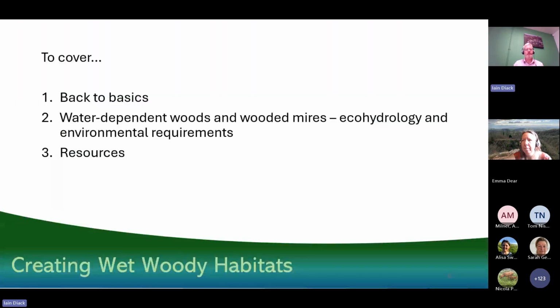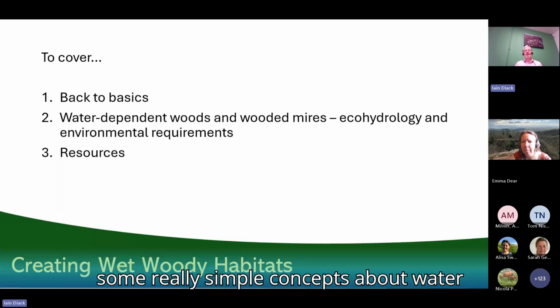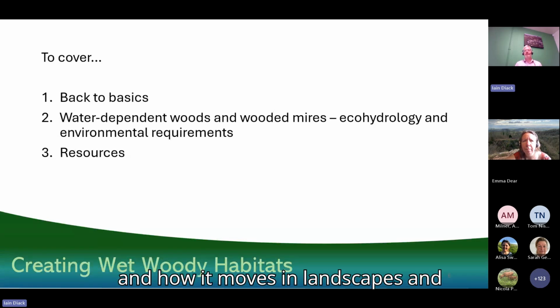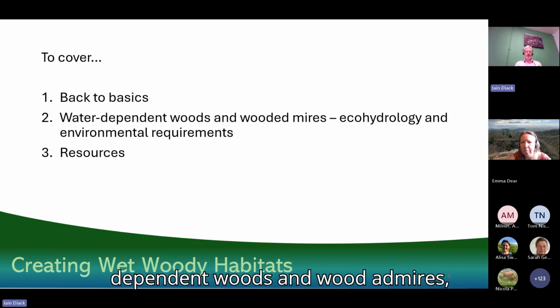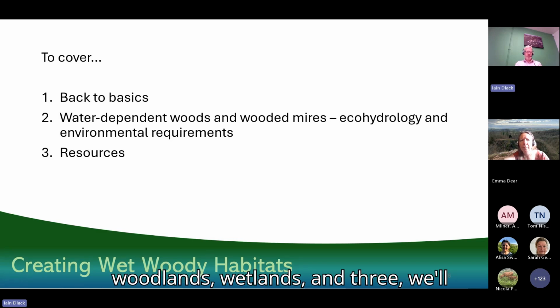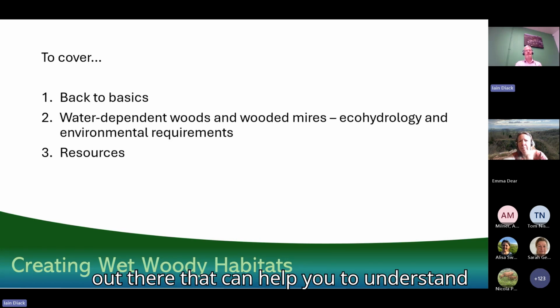So what are we going to cover? One, back to basics, looking at some really simple concepts about water and how it moves in landscapes and what that means for what grows. And then talking specifically about water-dependent woods and wooded mires, ecohydrology in those and around them, and the environmental requirements for different sorts of woodlands and wetlands. And 3, we'll touch on the various resources that are out there that can help you to understand them.